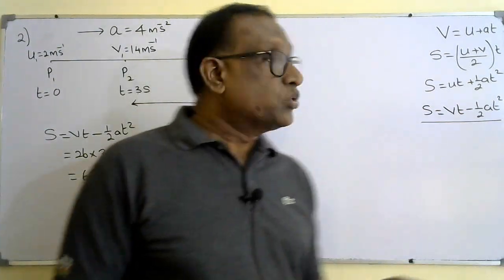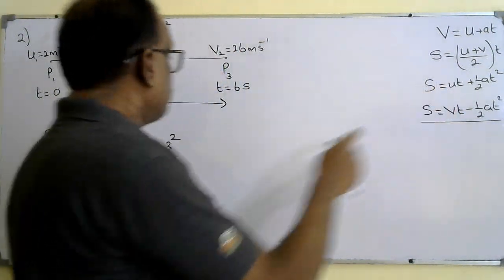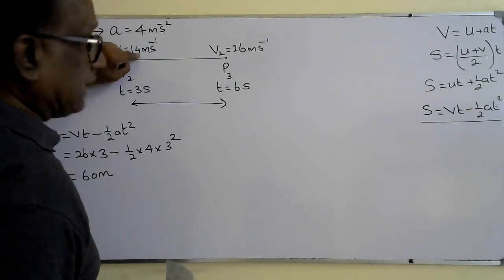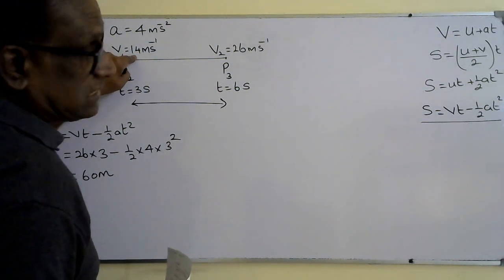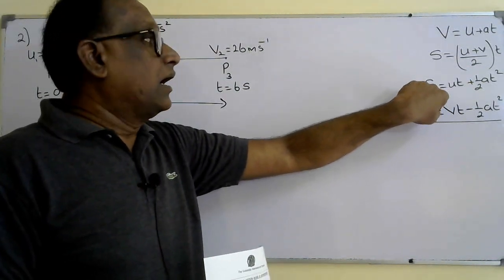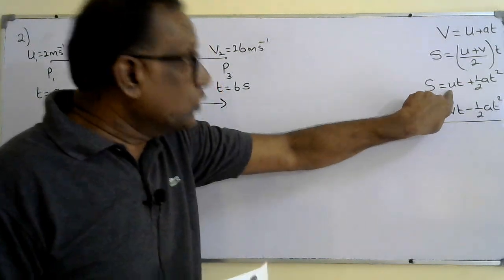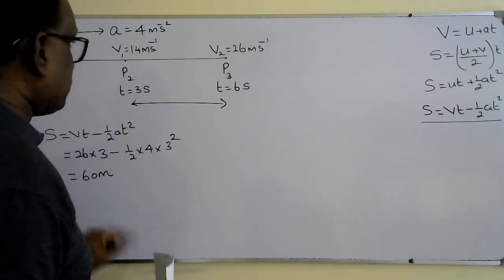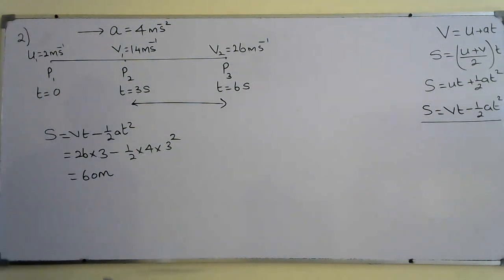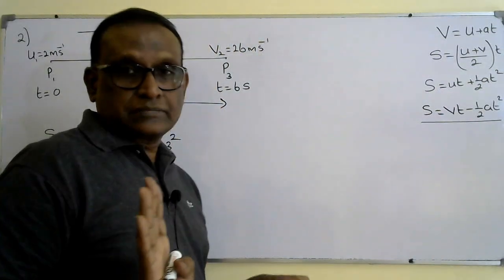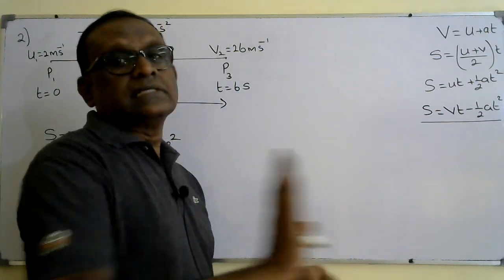So there you can't use the first equation, because I don't know the velocity at the third second, and so I don't know the u for that last interval when t equals 3 seconds. In that situation I can use s equals vt minus half at squared. So that's the advantage of using this equation: to find the displacement during the last certain time interval.